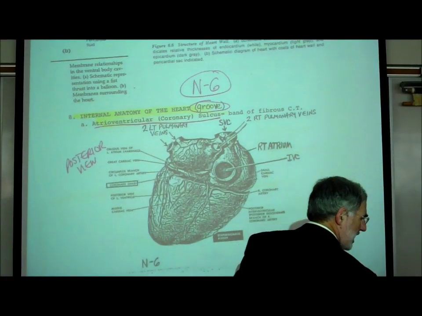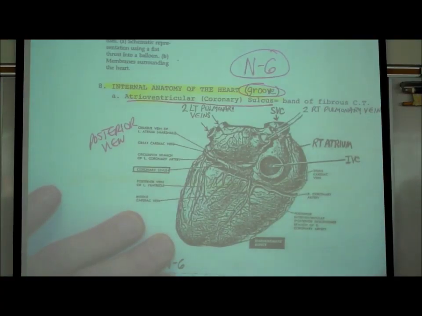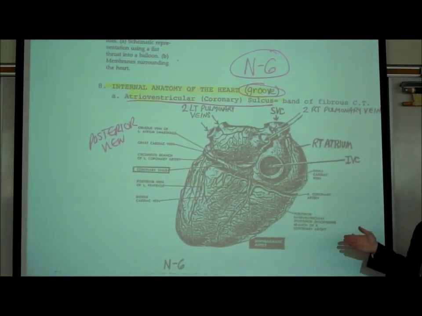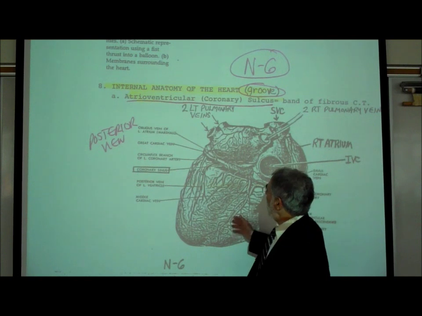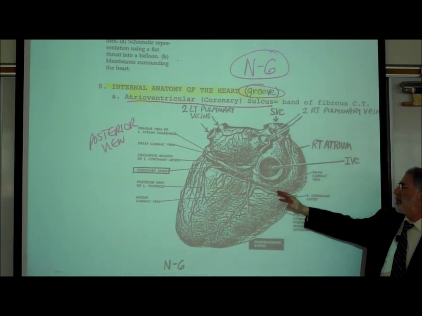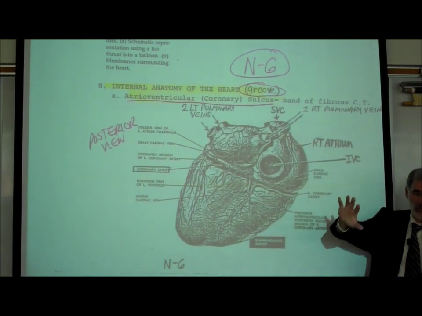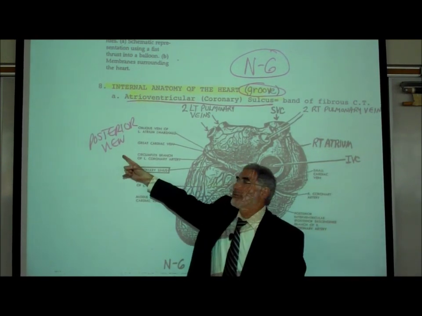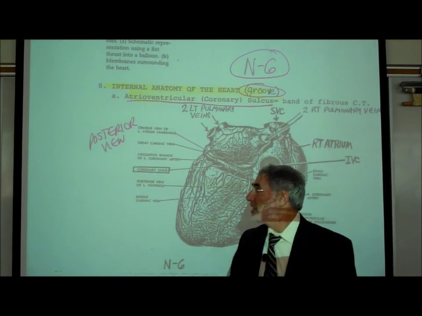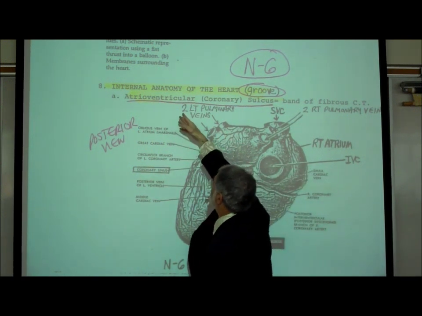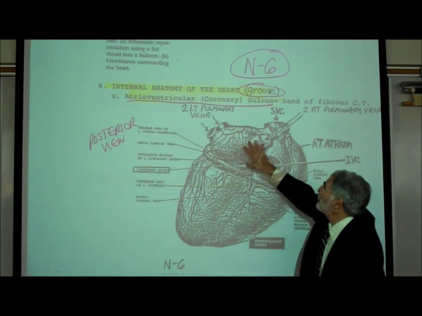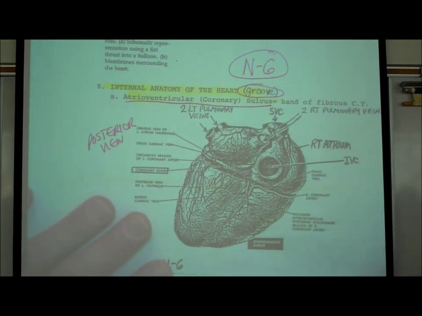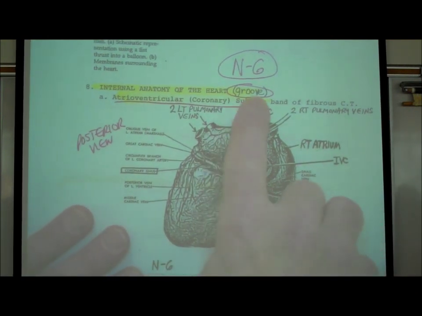On page N6, item number 8, internal anatomy of the heart. This is a picture of the heart viewed from the back side. We're going to show you a better picture of this in just a moment. I wrote posterior view. Posterior means from the back. And we wrote right here, atrioventricular sulcus. Now, a sulcus is a groove.